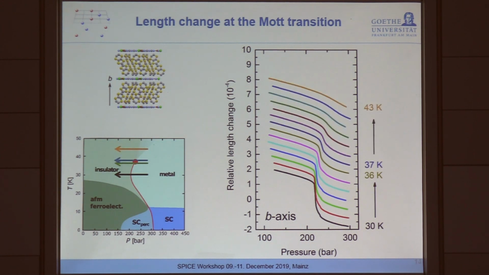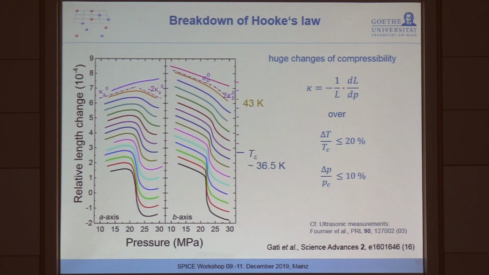And then when you further increase the temperature to above this critical point, you still see strong nonlinearities in the relative length change as a function of pressure. Even at 43 Kelvin, this is way above the Mott critical endpoint, you see a strong change in the slope of this curve as a function of pressure. You have to go to temperatures as high as 55 Kelvin before you recover a linear strain-stress relation in this system.